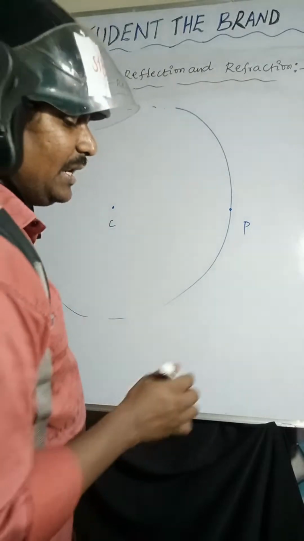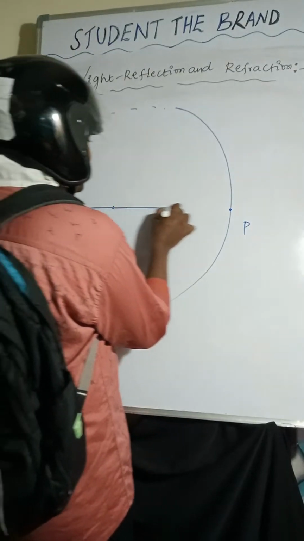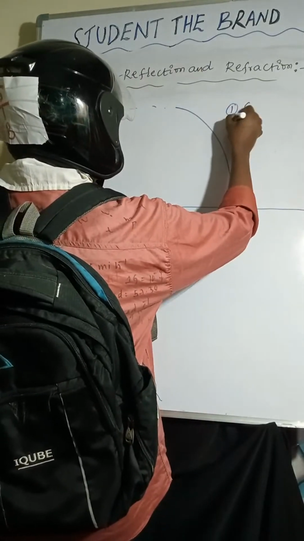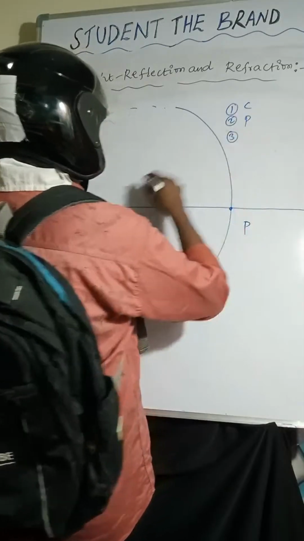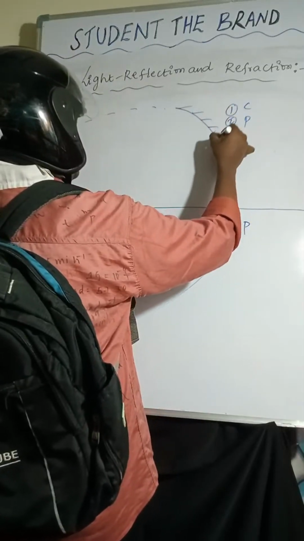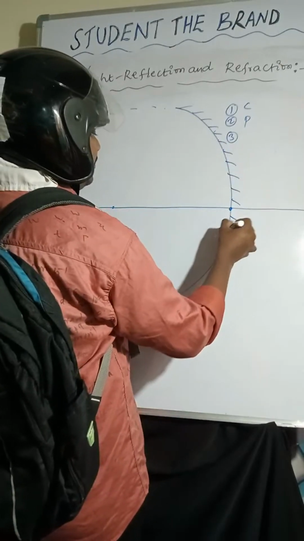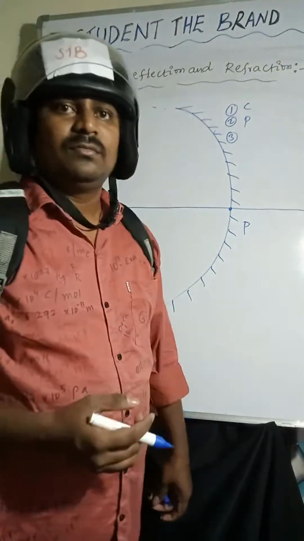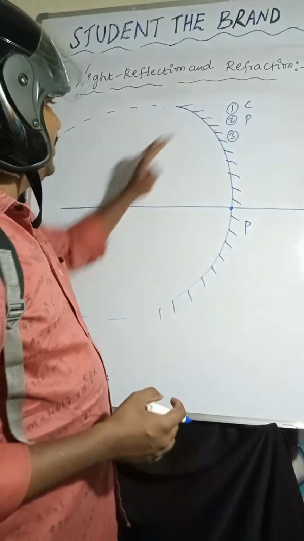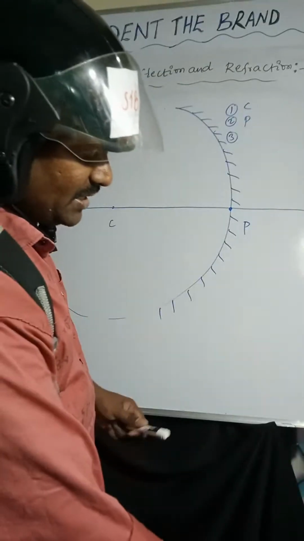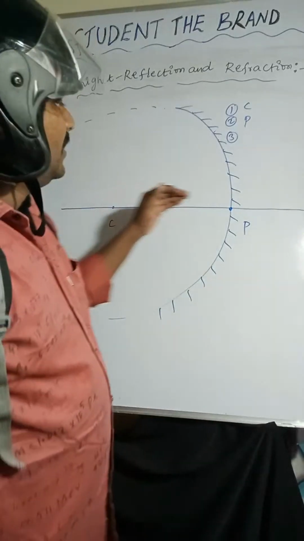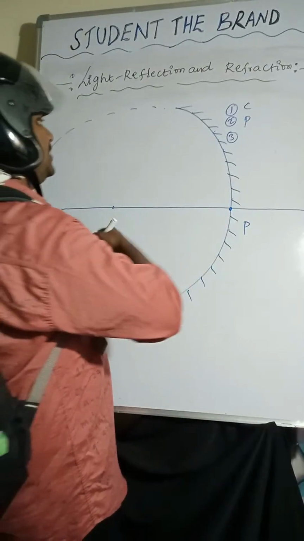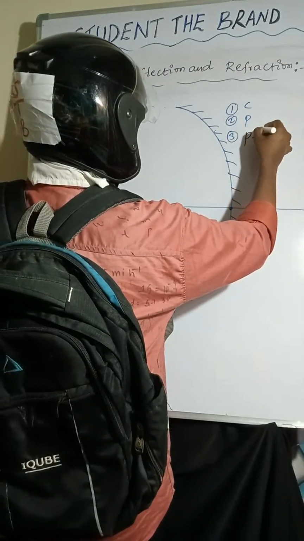So center of curvature, pole, and the third one is the principal axis. Actually, I am considering the concave mirror. The pole is the midpoint of the mirror. The line joining the center of curvature and pole is called the principal axis.